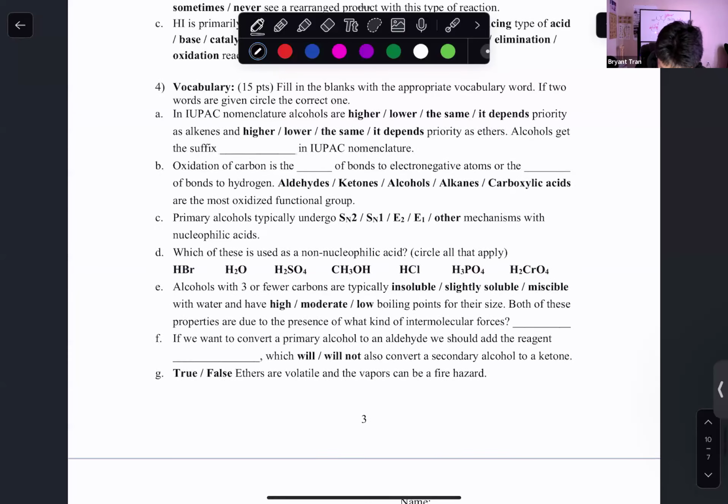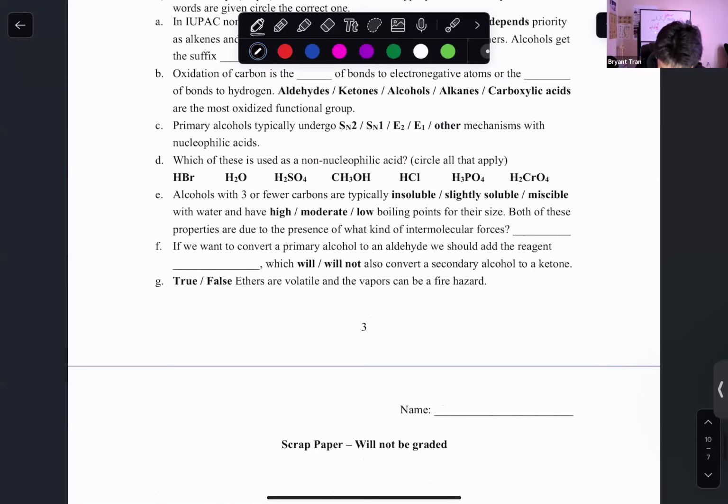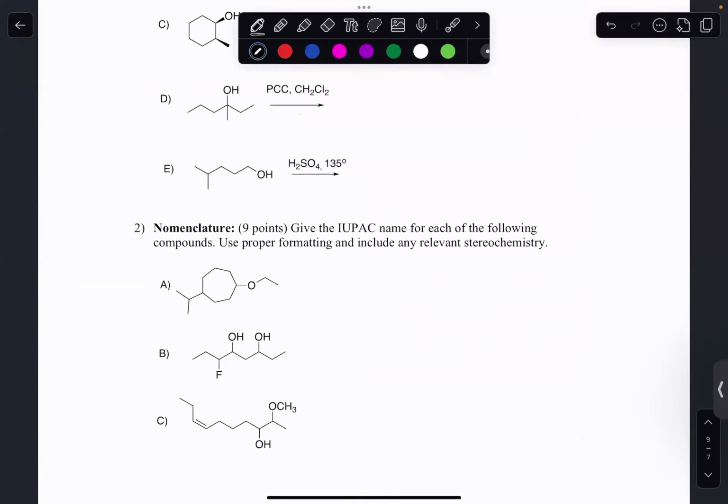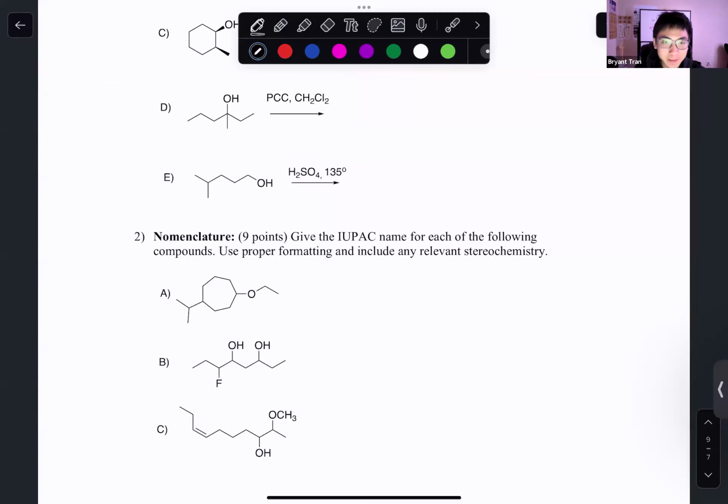This is the quiz this Friday. A lot of vocabulary for Levens. Yeah. A lot of conceptual stuff. Were there any problems that you wanted help with specifically that you started?